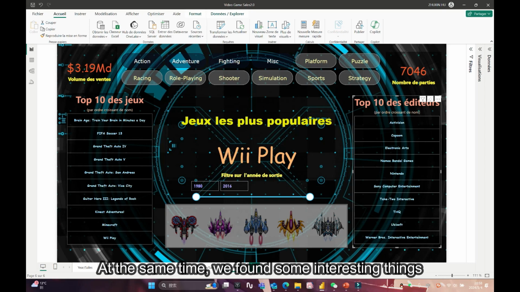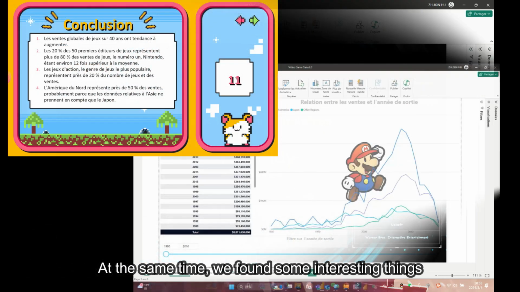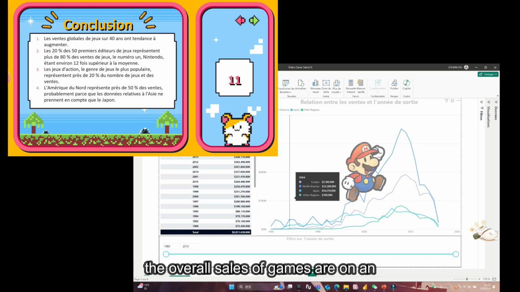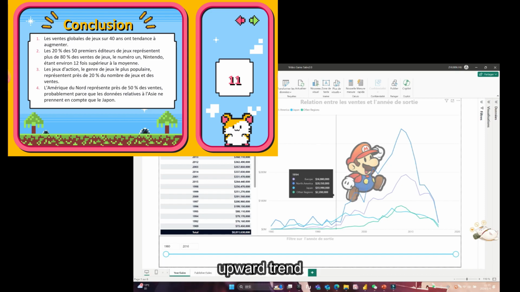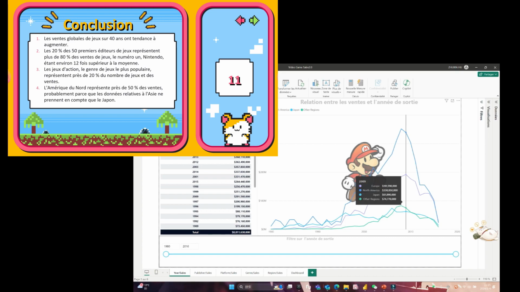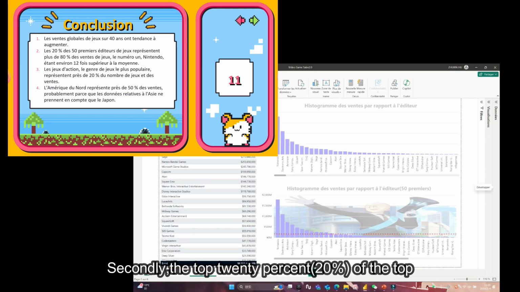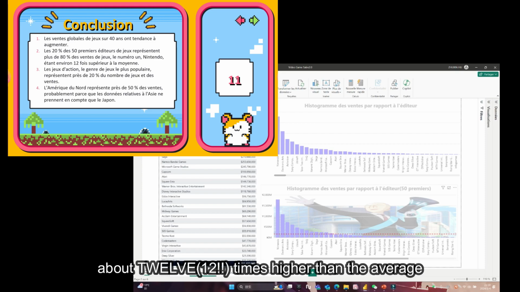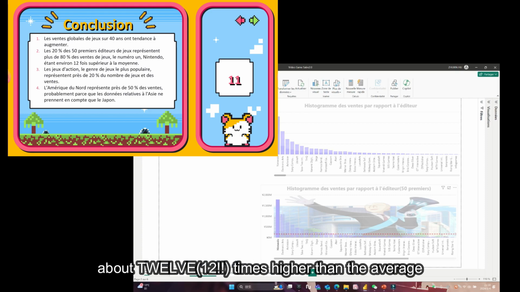At the same time, we found some interesting things. Firstly, based on the data of more than 40 years, the overall sales of games are on an upward trend. Secondly, the top 20% of the top 50 game publishers account for more than 80% of game sales, with Nintendo at the top of the list, about 12 times higher than the average.